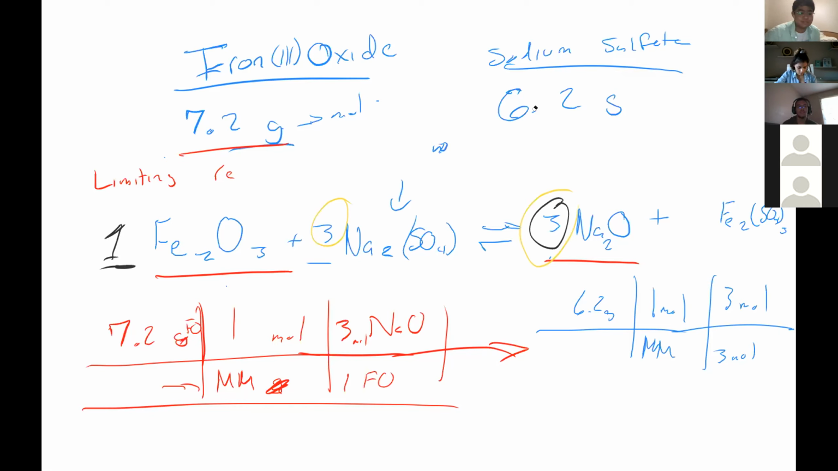You wouldn't compare it to the iron sulfate? You can, but you don't have to. So remember, when you're doing these limiting reagents, you can take your choice between the 2 products. As long as we're comparing it to the same product at the end, then it's fair game. Oh, the same one. It's the same way.